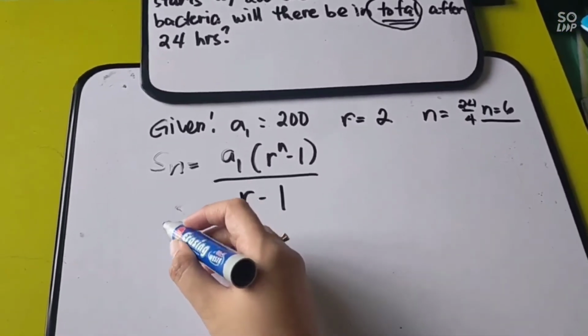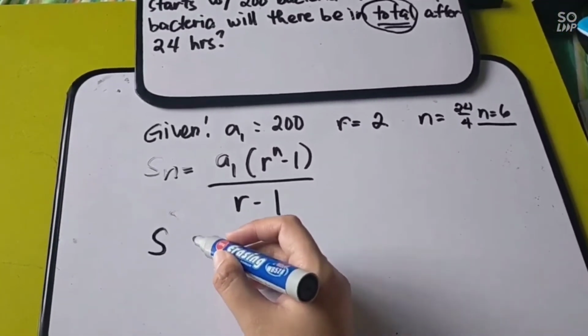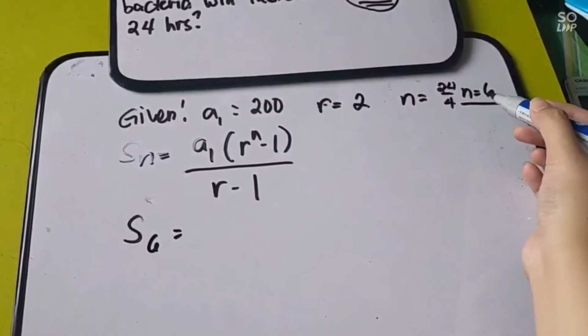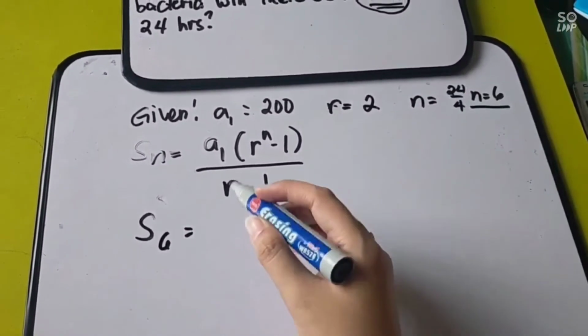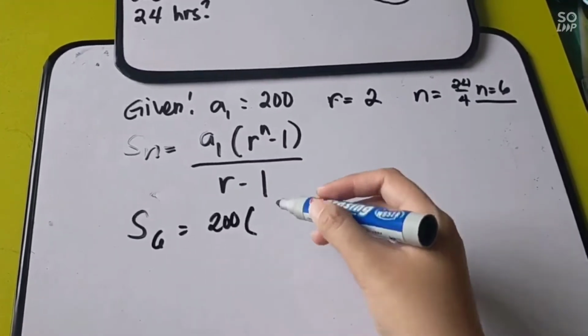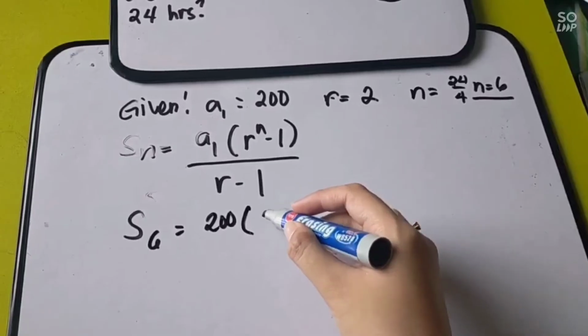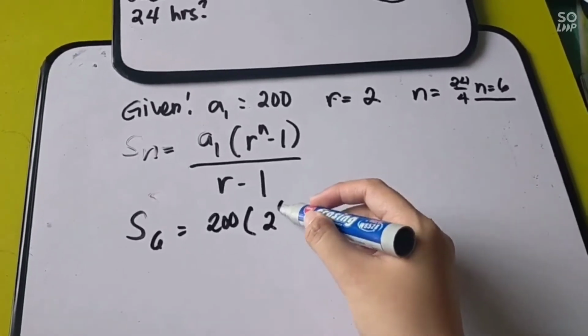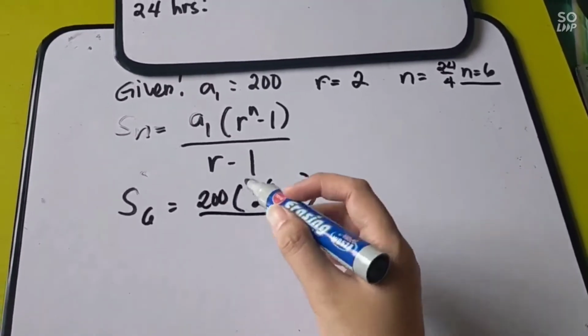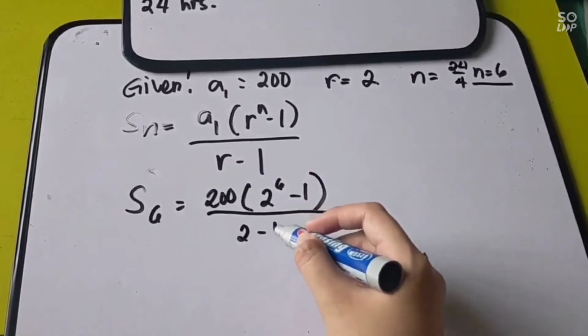So, we have here S sub 6, our n is 6, because 24 divided by 4 hours, so the answer is 6. So, we have a sub 1, we have here 200, multiplied by r, our r is 2, raised to n, which is 6, minus 1. Then all over r, which is 2 minus 1.